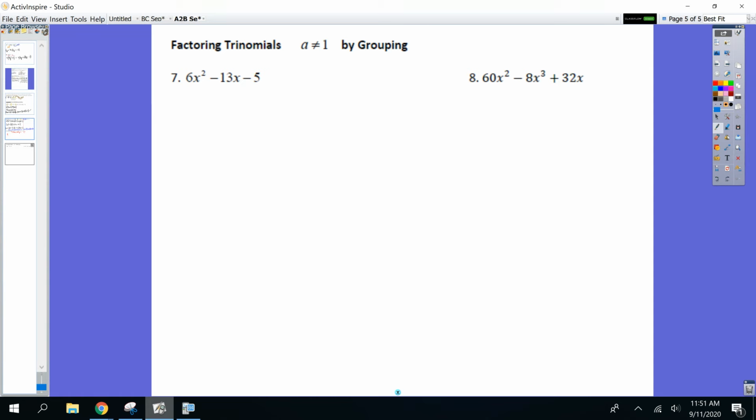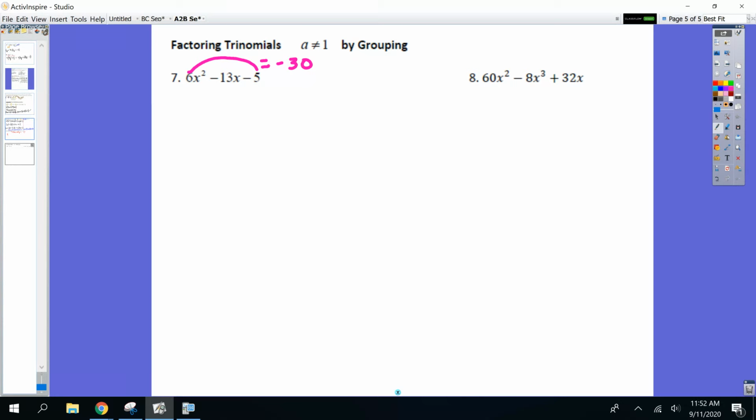We're still going to group. And some of you are like, wait a second. You just told me the only time I can group is if I have even terms. And you're right. We're going to take these 3 terms and turn them into 4 right now. First step, ready? Multiply your A and your C value. So we end up with what? Negative 30. Multiply your A and your C.